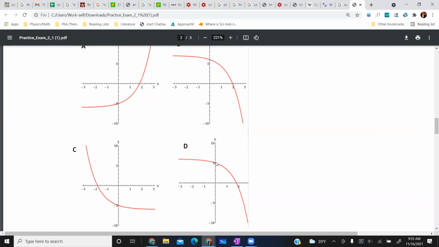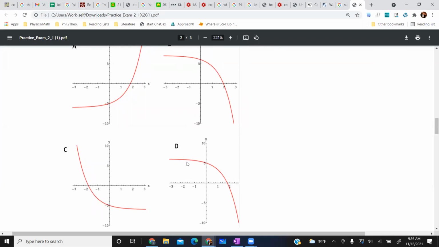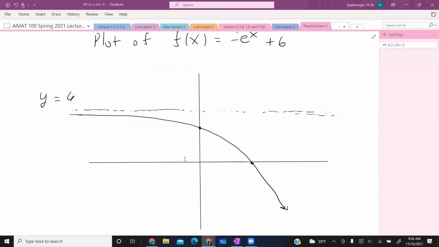D does not, however. I don't know if you can see what I'm pointing at with the mouse. This tick mark right here is 6, and if you draw out the line, the graph just gets arbitrarily close but never passes through it. So the option is D. So for problem 5, the answer is D.